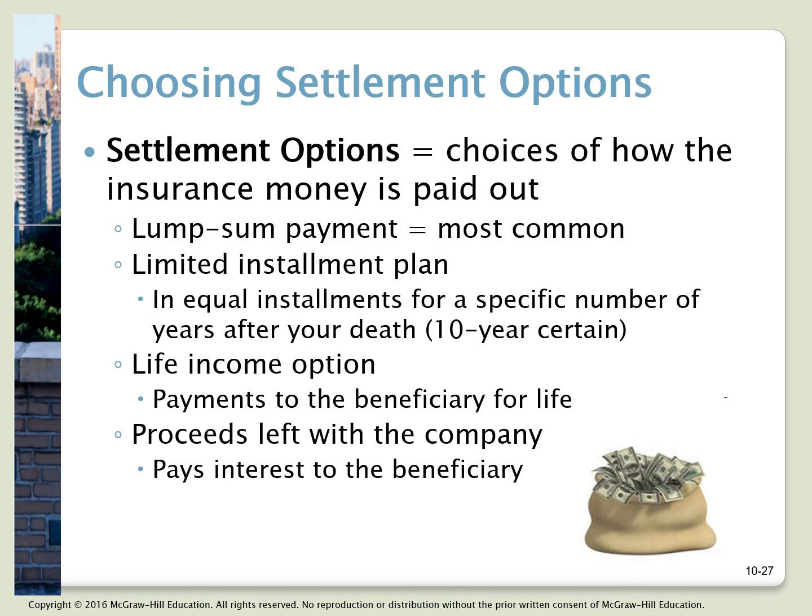So onward, settlement options, choices of how the insurance money is paid out. Lump sum payment is the most common. Limited installment plan. So this is that annuity that we talked about, equal installments for a specified number of years after you pass away. 10-year certain, for example. You can go up or down, I believe, but that's typically what it's set at, about a 10-year payout. Life income option, payments for beneficiary for life, kind of like a lottery. Scary. Proceeds left with the company, pays interest to the beneficiary. That's another way of looking at it, it's interest only, basically, being paid to the beneficiary.